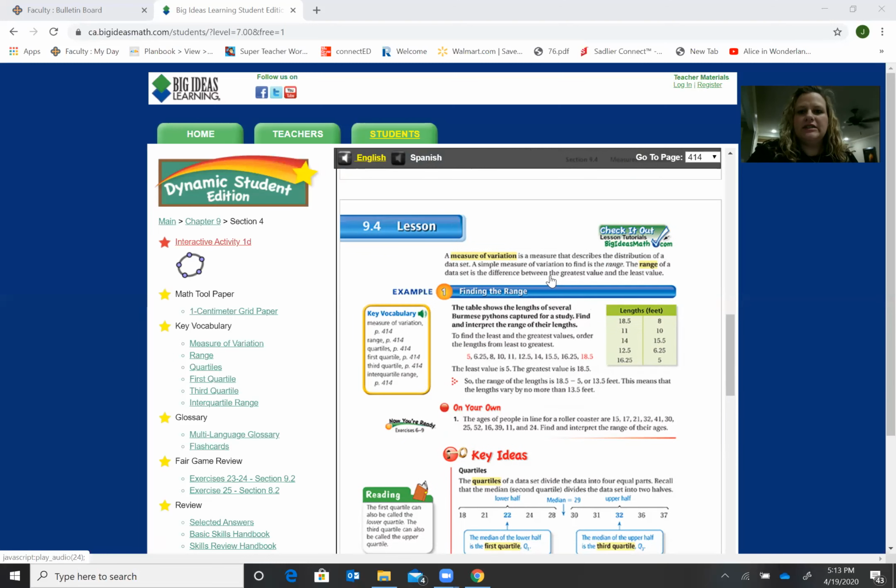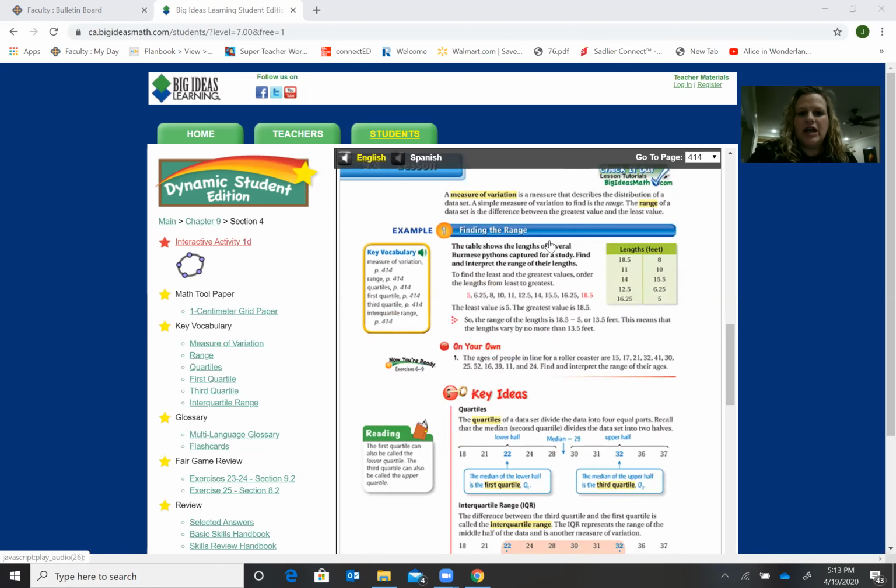You should be able to see our textbook here. And you'll see this measure of variation describes the distribution of a data set. And one easy way to interpret this data or measure a variation of this data is by the range. And the range is the difference between the greatest value and the least value.